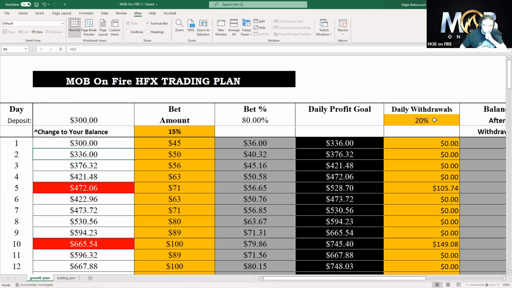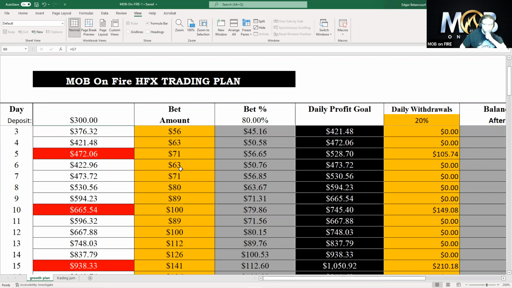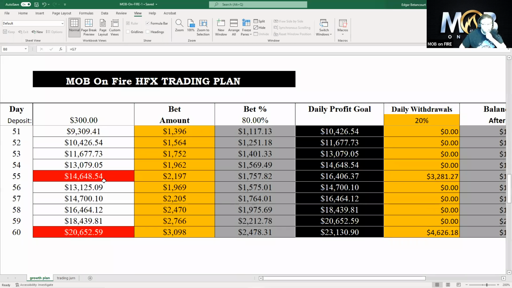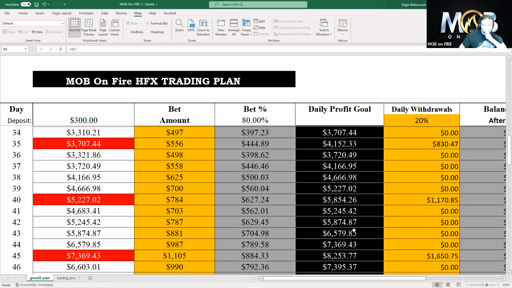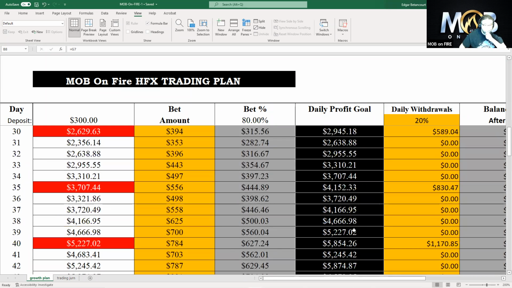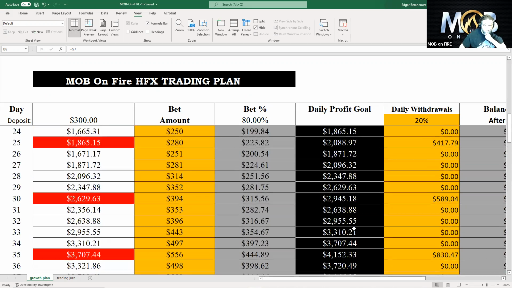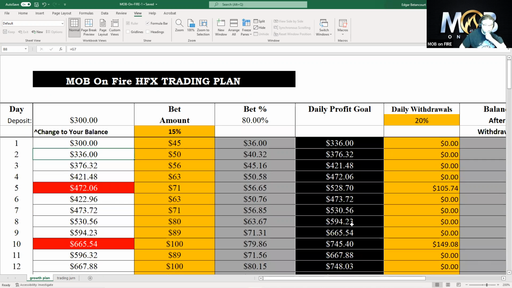Because I'm going to put 20% of what I won in my pocket and take it out. Next day, I'm ready with $422.96, and I'm going to repeat the process and continue to go all the way through here. And at the end of 60 trades, that's what we have. This right here is a plan. In the process of doing this, my first day, I'm putting $105 in my pocket.